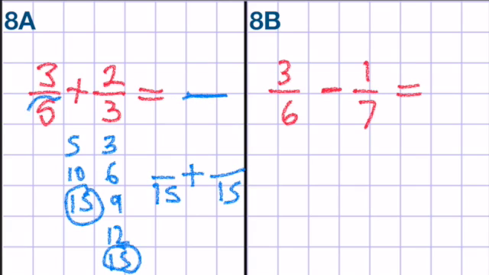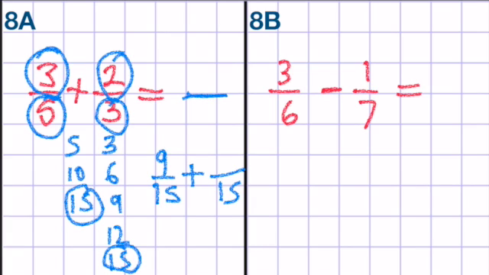Now, what did I do to 5? I times it by 3, so I do the same to the numerator. 3 times 3 is 9. What did I do to 3 to take it into 15? I times it by 5, so I do the same to the numerator. So 2 times 5 is 10. So that's 19 fifteenths.